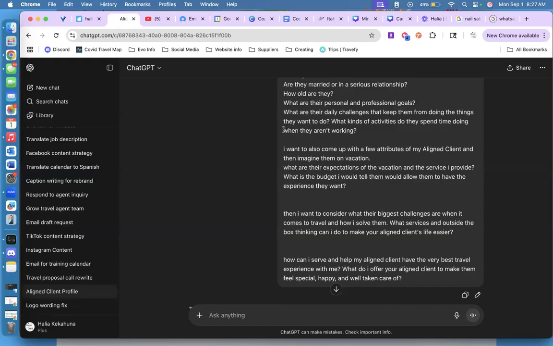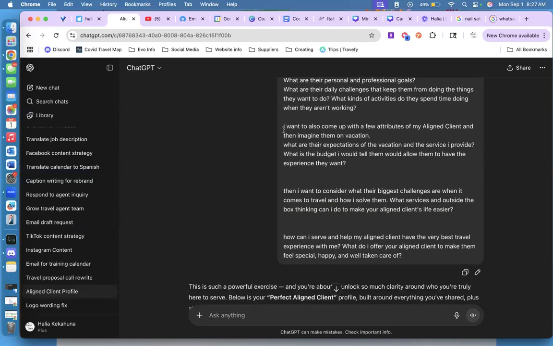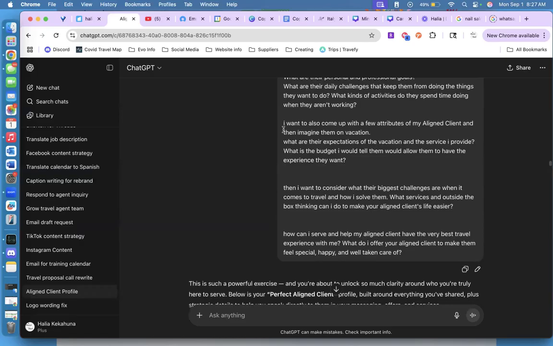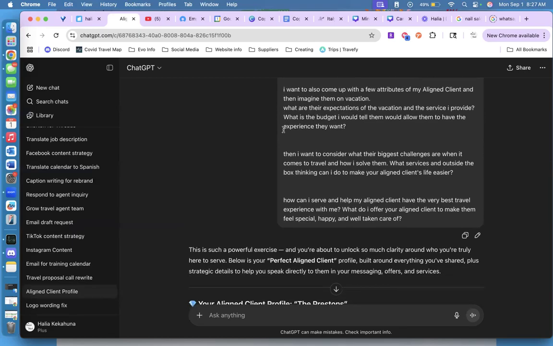So how old are they? What are their personal and professional goals? What are their daily challenges that keep them from doing the things they want to do? What kind of activities do they spend their time doing when they aren't working? I want to also come up with a few attributes of my aligned client and then imagine them on vacation. What are their expectations of the vacation and the service I provide, right? Because I want to know what they would want from me, right? That way I can, again, put that in my marketing.